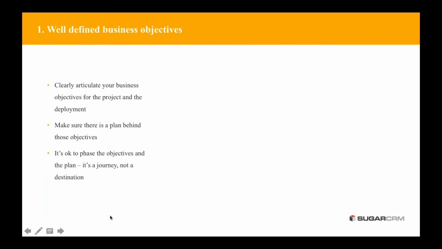In terms of well-defined business objectives, we think it starts with, and this really is good governance overall, clearly articulating business objectives for the project and for the deployment. So you don't want there to be confusion among what are the goals of the project, and make sure that there's a rigorous project plan behind those objectives. And on my last point here on this slide, it's okay to phase these objectives in the plan, right? CRM typically tends to be a journey, not a destination.